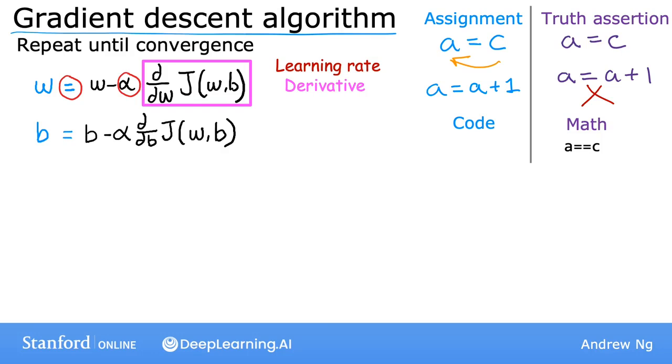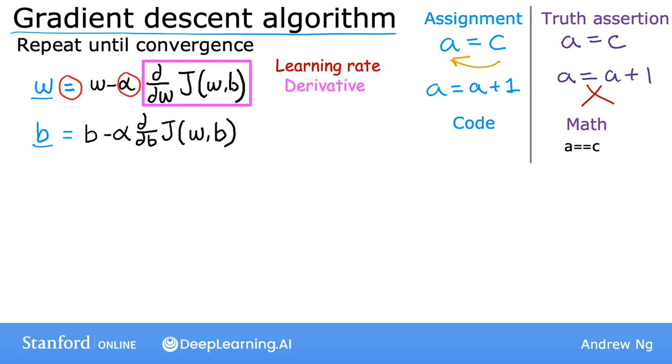And by converges, I mean that you reach the point at a local minimum where the parameters w and b no longer change much with each additional step that you take. Now, there's one more subtle detail about how to correctly implement gradient descent. You're going to update two parameters, w and b, right? So this update takes place for both parameters, w and b.